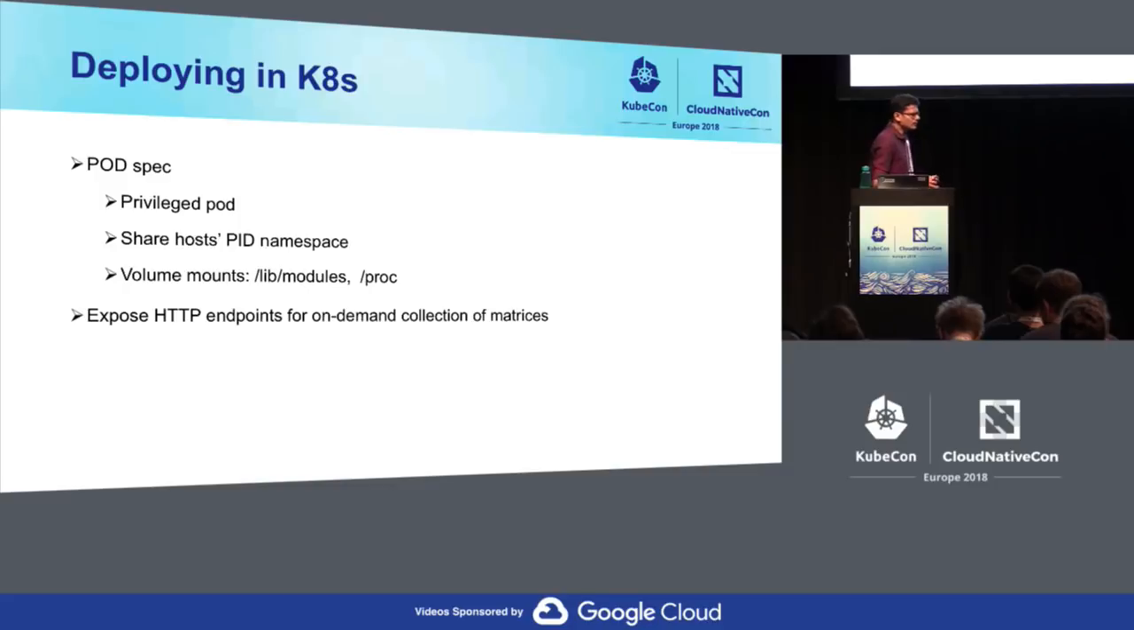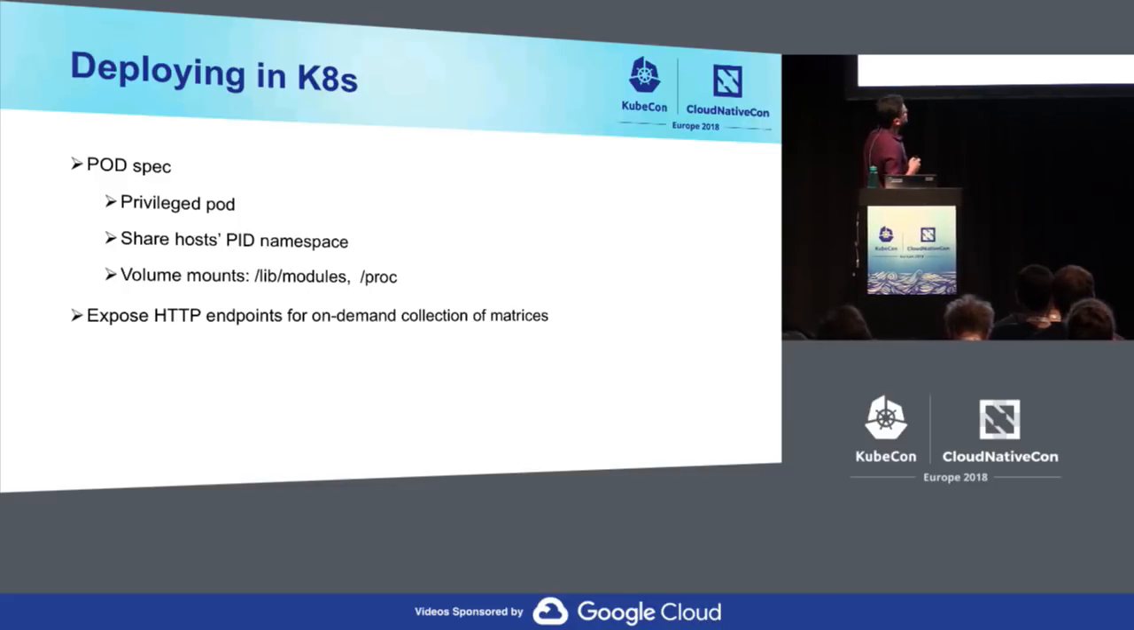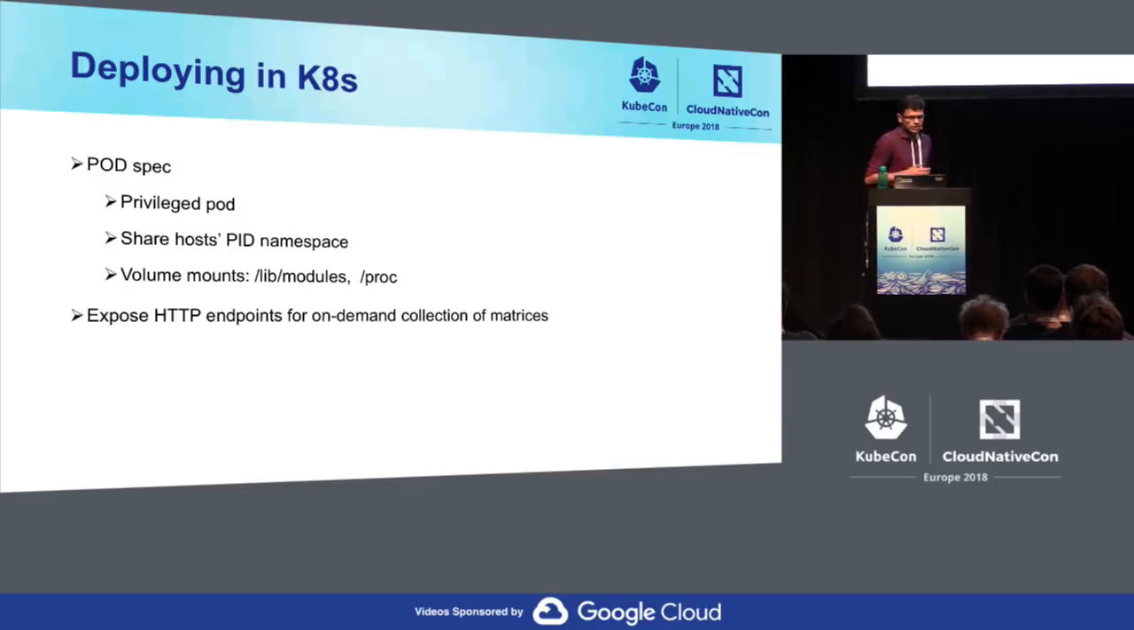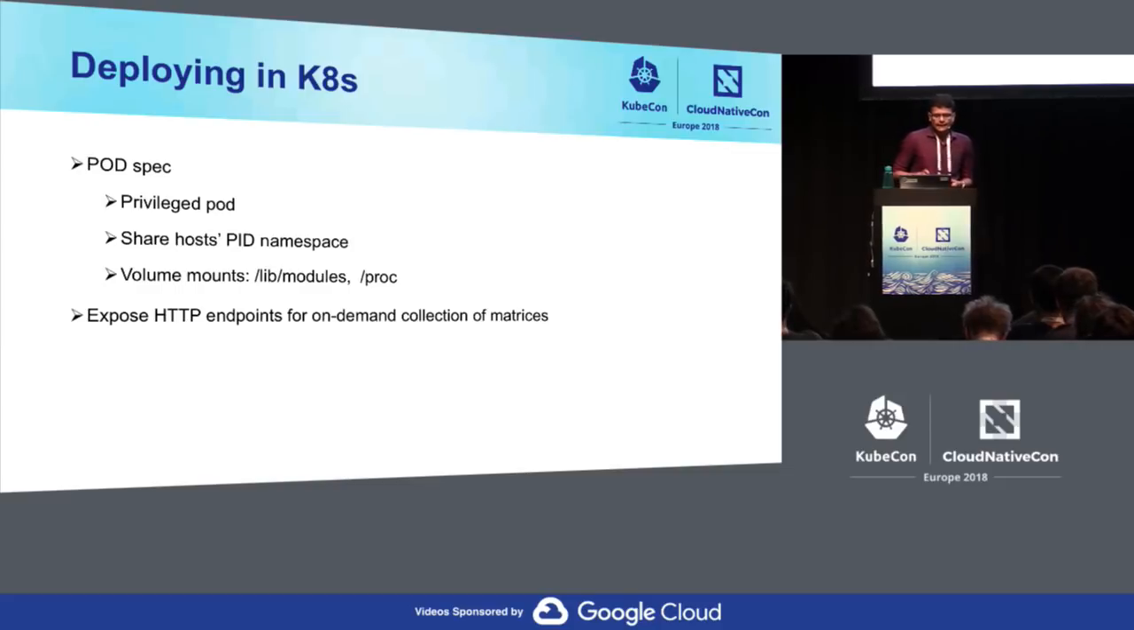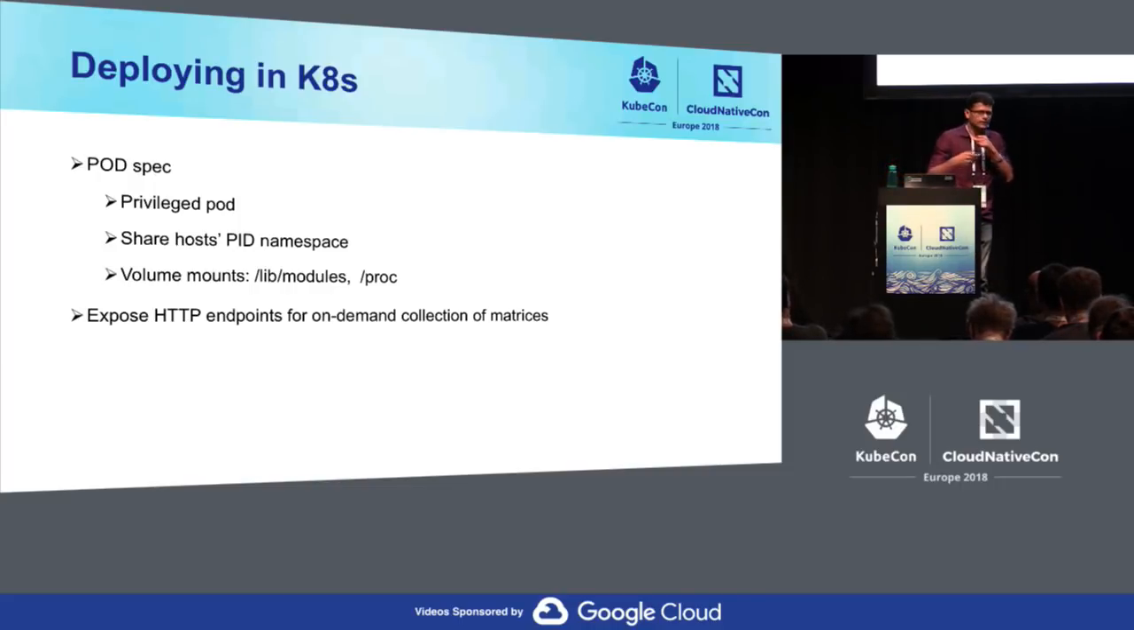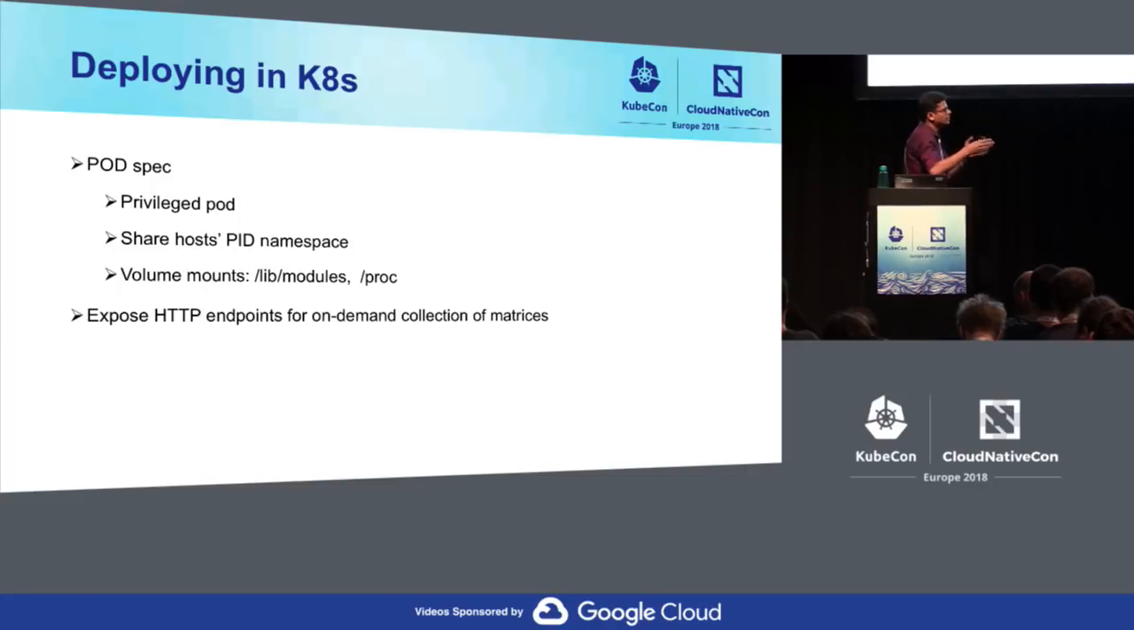So we run a privileged pod, which shares the host PID, and the volumes required in that pod will be lib modules and proc, so that it has access to the kernel symbols and the processes running in various containers on the host. We can expose HTTP endpoints, which can be hit to collect particular metrics.